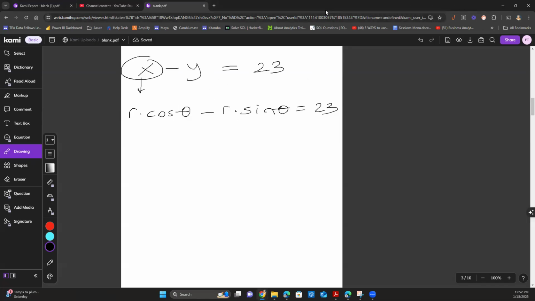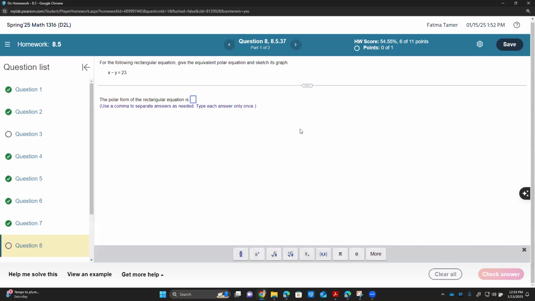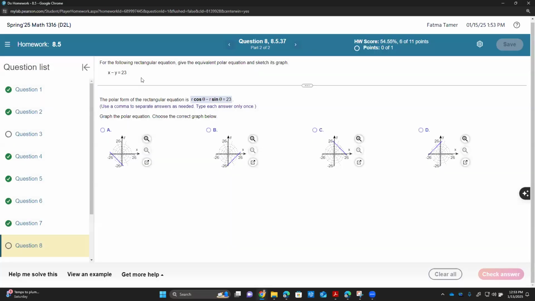But let's see what happens when I enter this answer into MATLAB. So when I come back to MATLAB, I tell it the polar form: instead of x, we write r times cosine of theta, and instead of y, I'm just going to grab the sine from the bottom, minus r times sine of theta equals 23. This is how we can convert this rectangular equation to polar. It accepts it, so I don't have to go through a simplification process.